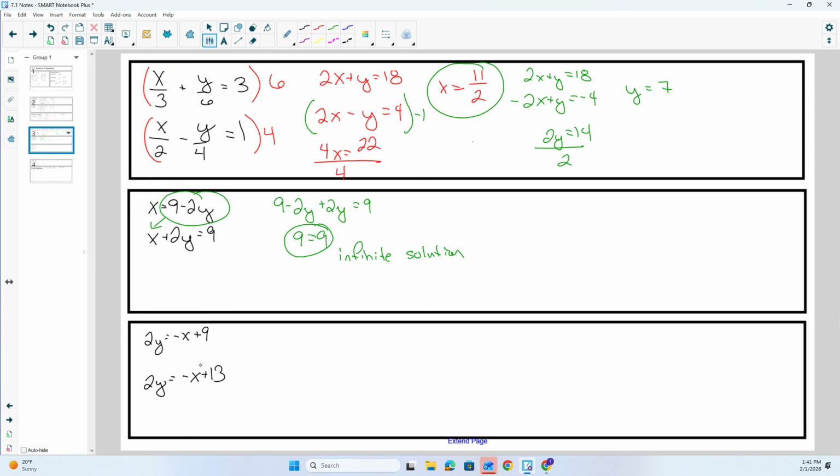So let's try this one down here. So we have 2y equals negative x plus 9 and 2y is equal to negative x plus 13. So hopefully you see that, oh look, I can take this negative x plus 9, I could actually substitute in here because the 2y's are kind of together. So that gives me negative x plus 9 is equal to negative x plus 13. Then I'd say, oh, add x to both sides. That'd give me 9 is equal to 13. Does 9 equal 13? No, it doesn't. So there is no solution.